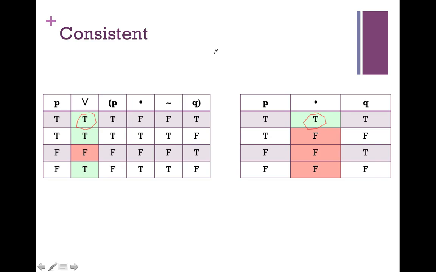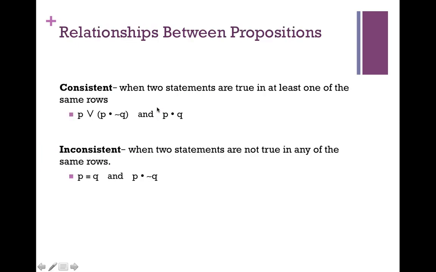What makes two propositions consistent, and I'm sorry I'm beating a dead horse here, is merely that they are true at least sometime. There's at least one assignment of truth in which they have the same truth value. So that's what consistency means. So that's consistent. Now there's also what we call inconsistency.